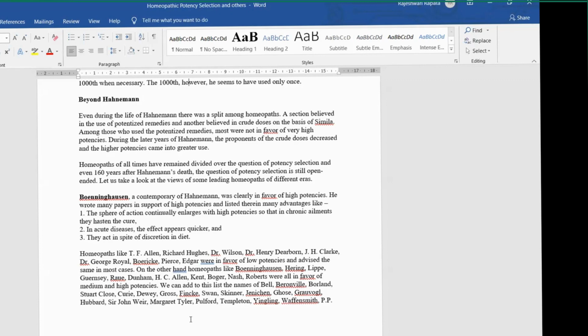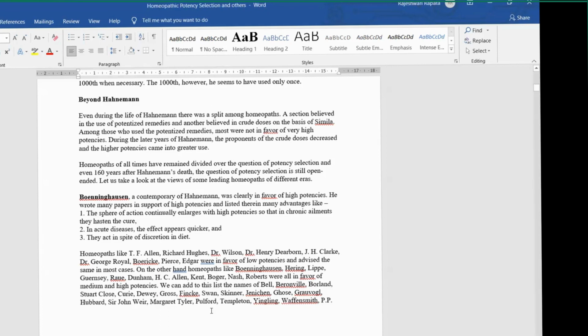So that's why he advocated higher potencies. But in acute cases, he also said that they work very well and the effects happen very quickly, so the relief comes faster. Then he said that they act in spite of indiscretion in the diet. So he said there is no need of any diet restriction. In spite of any diet restriction, they act very well. These are the things which were experienced by Dr. Bonninghausen.